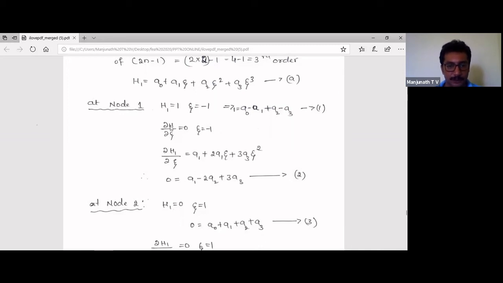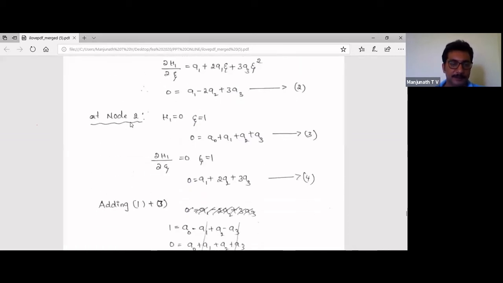Now dou h by dou zeta is equal to 0. So a1 minus 2 a2, since zeta value is minus 1, plus, with zeta equal to minus 1 squared giving only plus 1, 3 a3. This is equation number 2. This is only with respect to node 1.